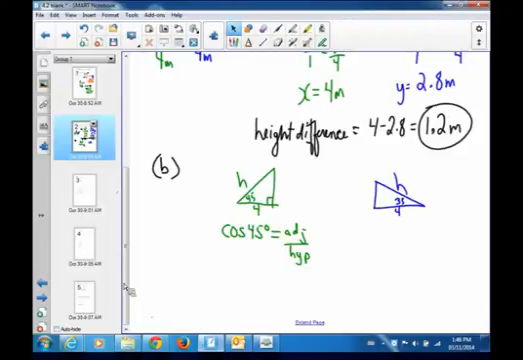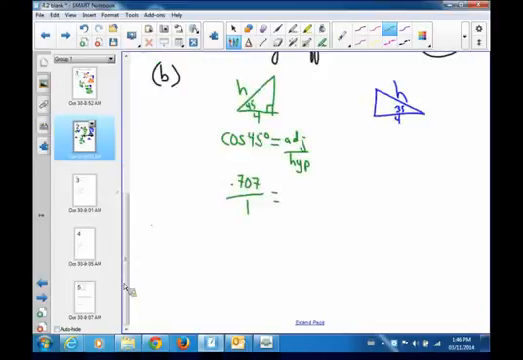45's cosine is 0.707. You type that in. Come out with 0.707 over 1. The adjacent side is the number 4. Hypotenuse is what we're trying to find. So then you cross multiply. 4 times 1, divide by the loner, divide by 0.707. H is equal to, not the height, the hypotenuse is equal to 5.7 meters. That's the length of the wire.